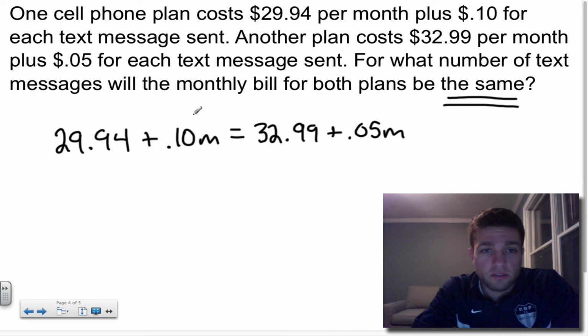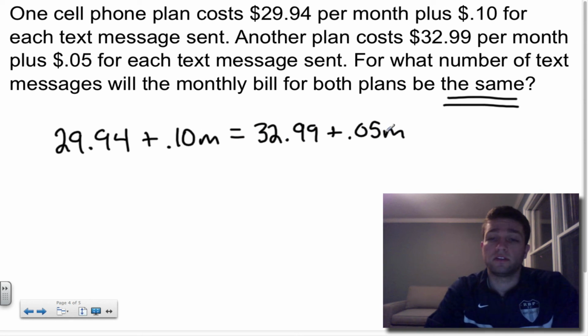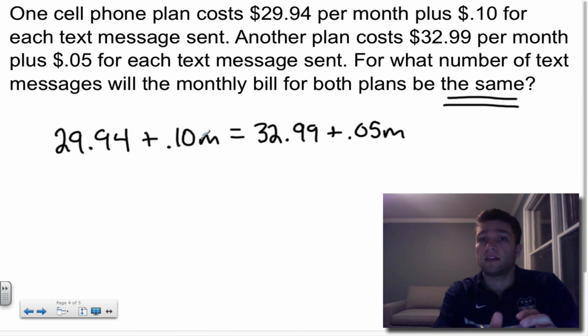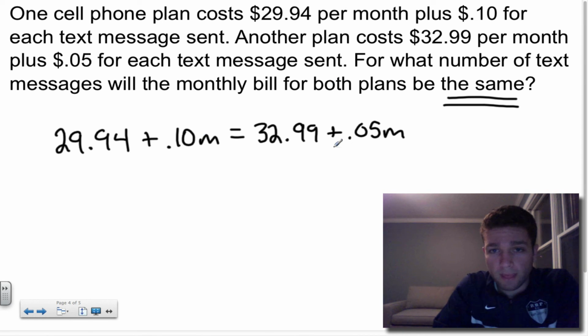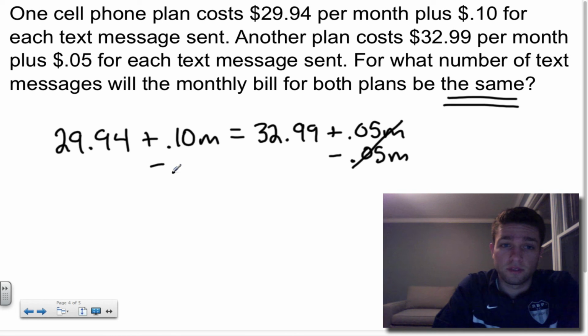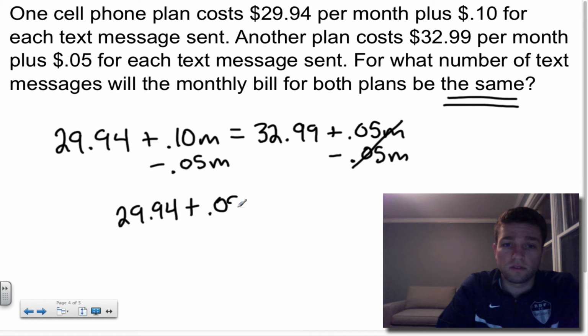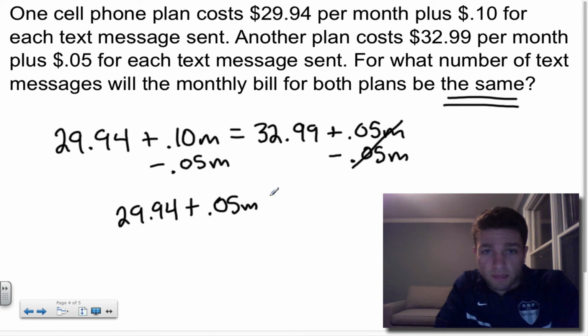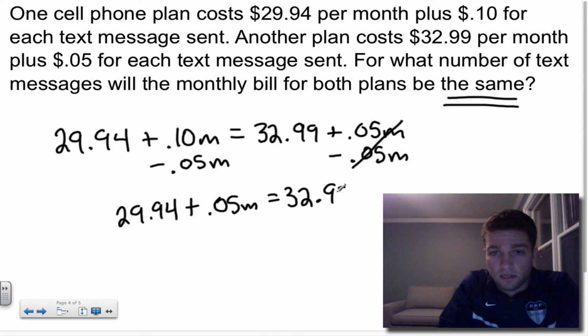So now I've got one equation for the first, one equation for the second plan. I set them equal to one another, and I notice, okay, I've got variables over here and variables over here. I need to bring them to the same side so that I can then solve much easier. I am going to take 5/100ths M, and I'm going to move it over here. And I'm doing that through subtraction. So I eliminated it here and brought it over here, leaving me with $29.94 plus 5/100ths, times M equals $32.99.